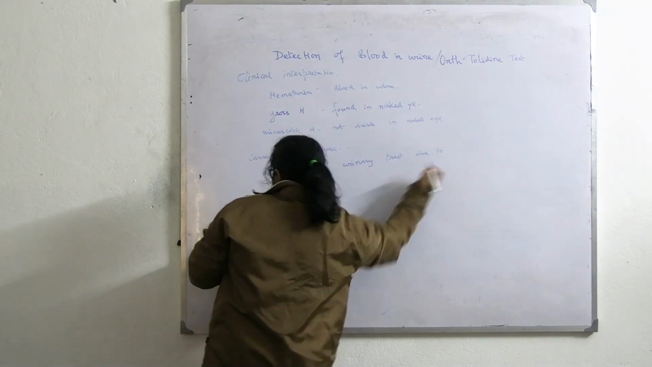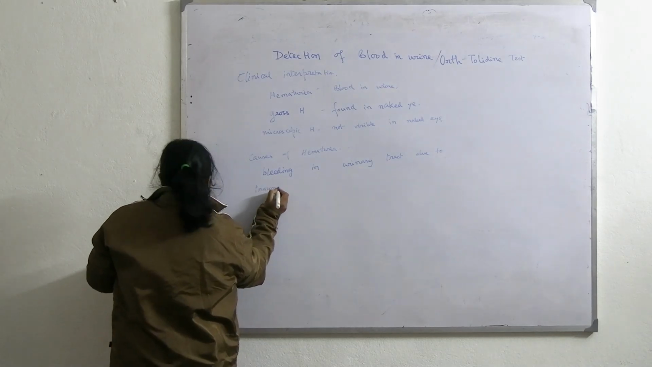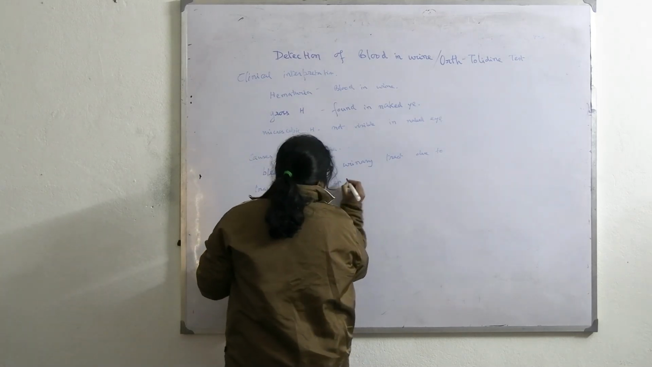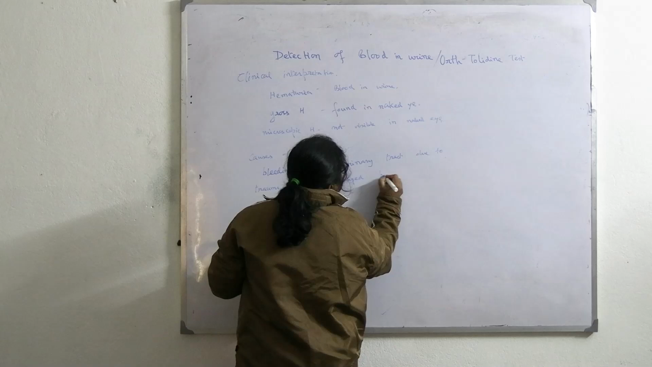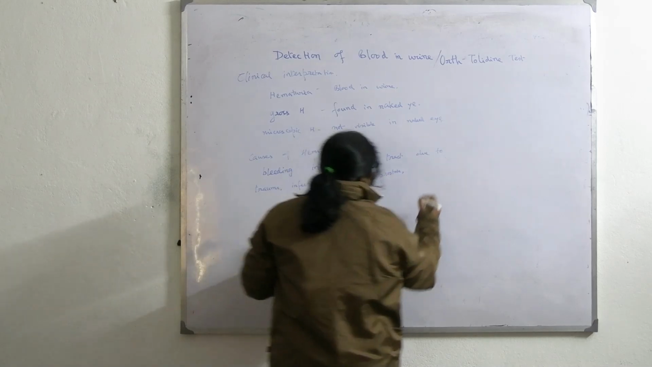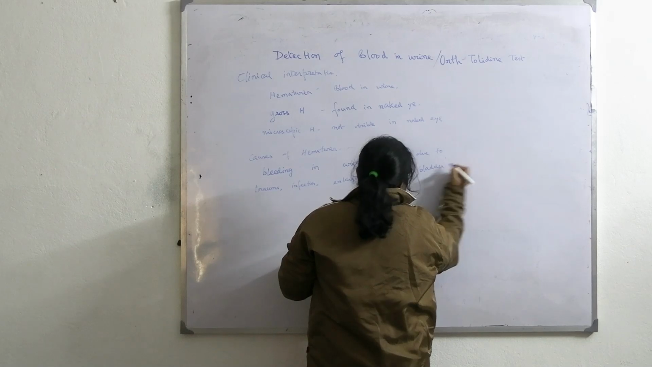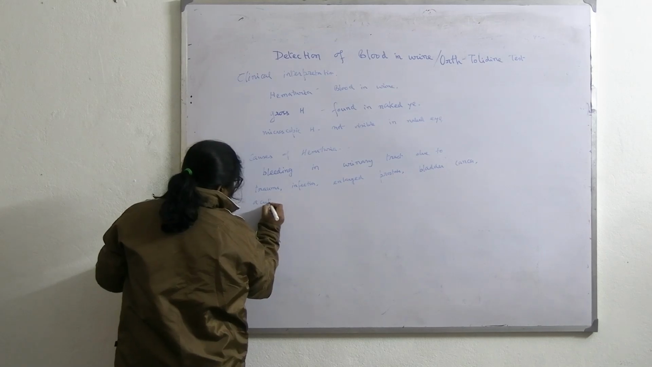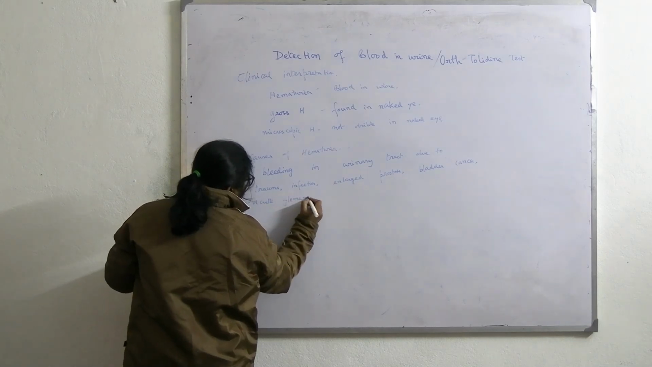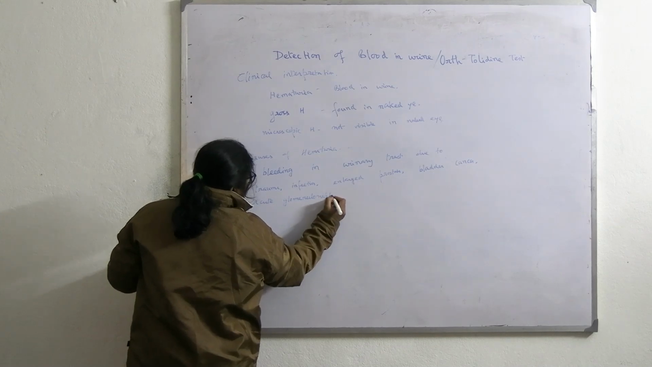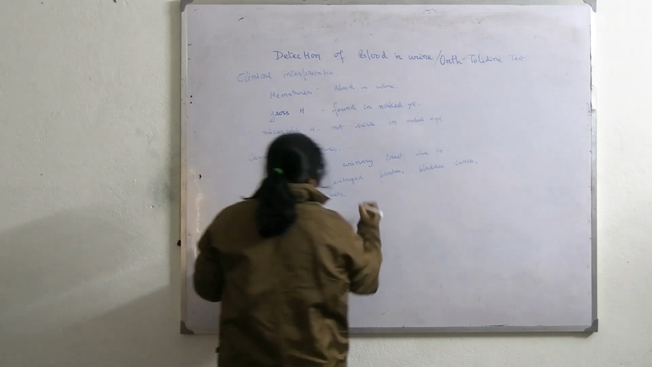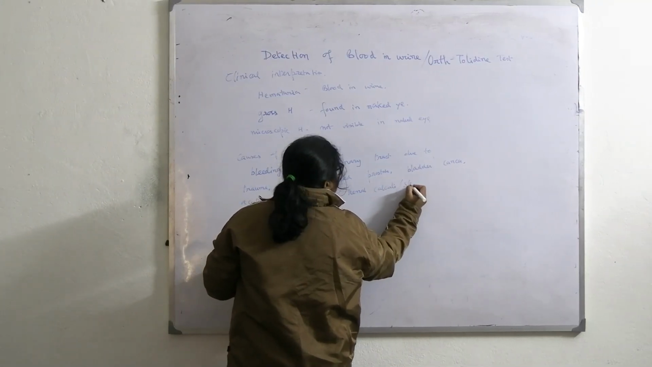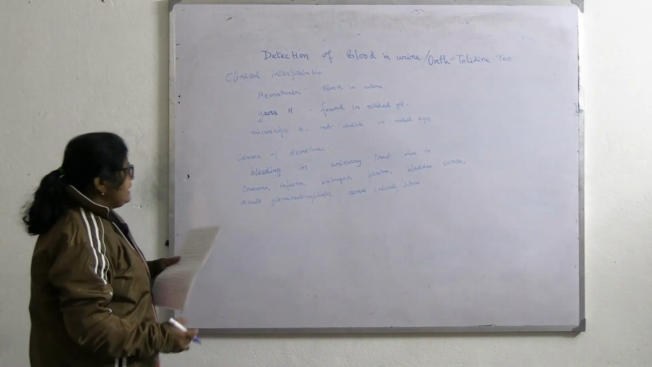Due to trauma, infection, enlarged prostate, bladder cancer, acute glomerulonephritis, renal calculi or stone. Okay, these are the causes of hematuria, bleeding in the urinary tract.